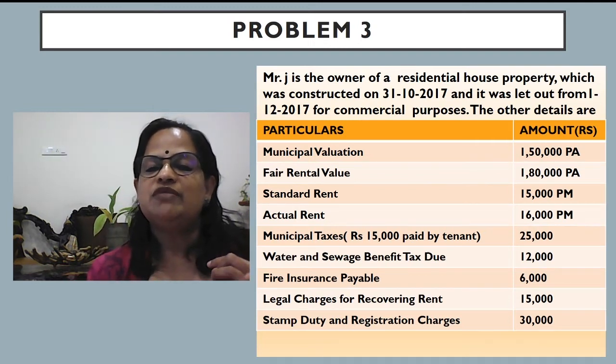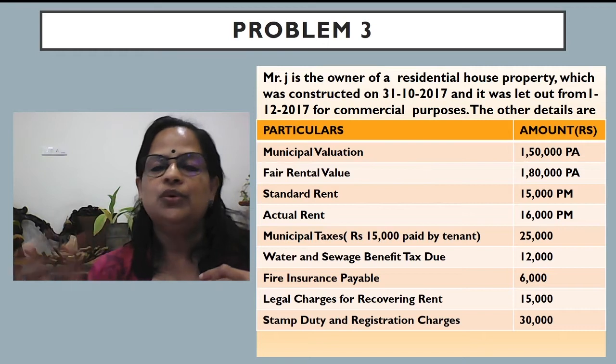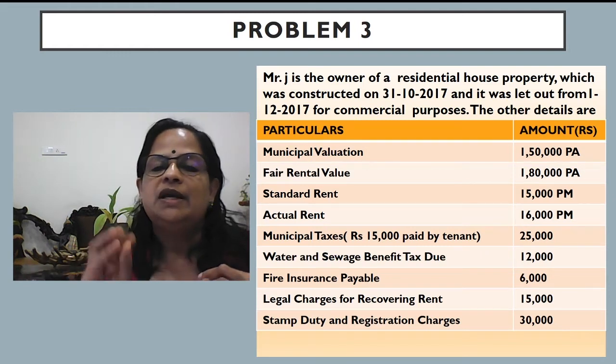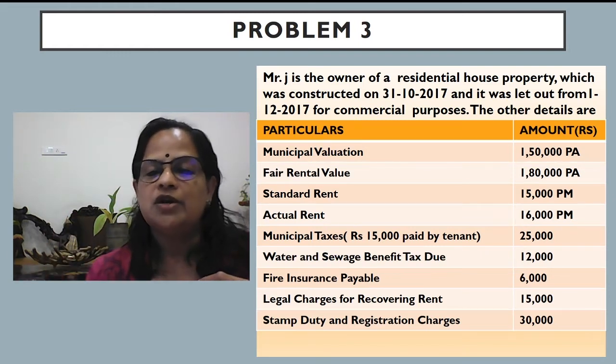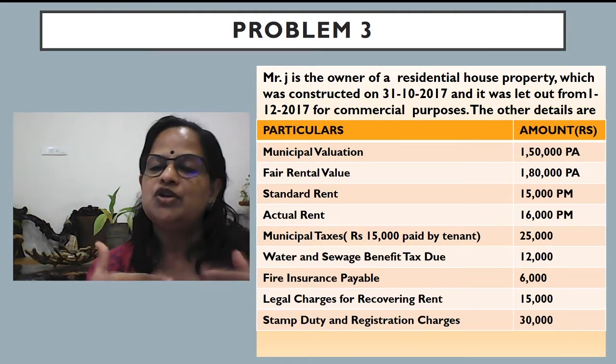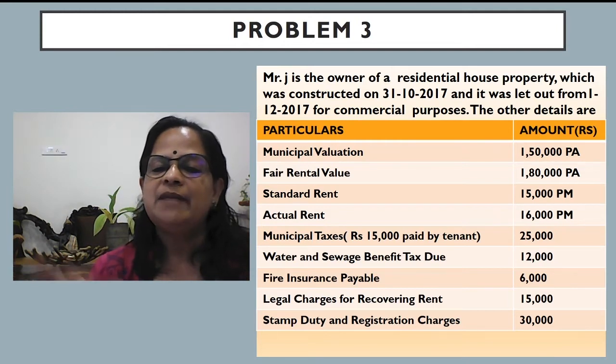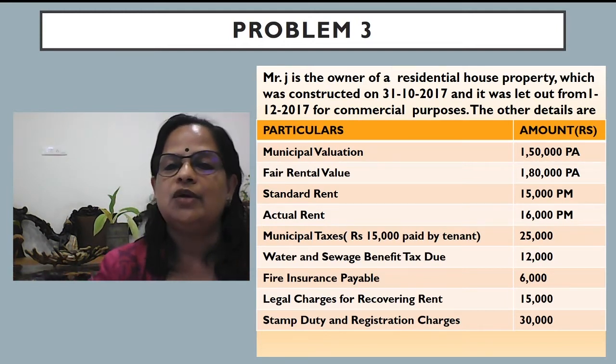Water and sewage benefit tax due. Anything due will not be allowed. So 12,000 will not be allowed. Fire insurance premium payable, not allowed. Legal charges for recovering rent, not allowed. Everything we have included in the standard deduction. Whether he claims it or not, he can claim 30% flat standard deduction. Stamp duty and registration charges not allowed.